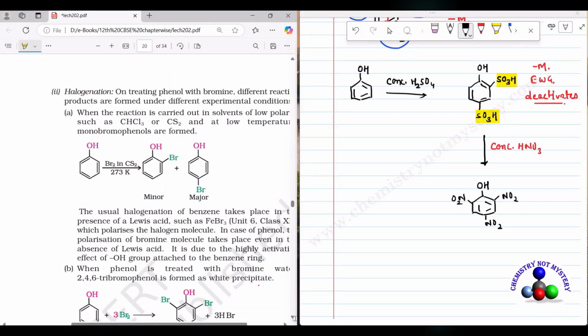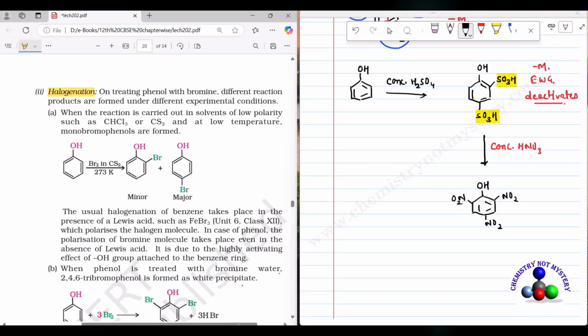Now come to the next reaction, halogenation. On treating phenol with bromine, different reaction products are formed under different experimental conditions. When the reaction is carried out in a solvent of low polarity, such as CHCl3 or CS2, and at low temperature, monobromophenols are formed. So here when bromination takes place with a non-polar solvent like carbon disulfide, bromination takes place either at ortho or para position.